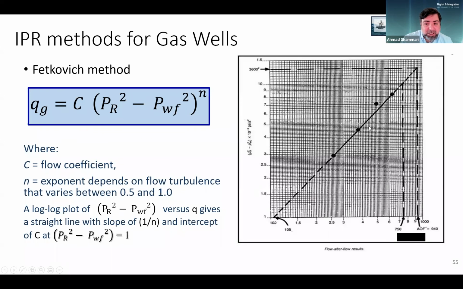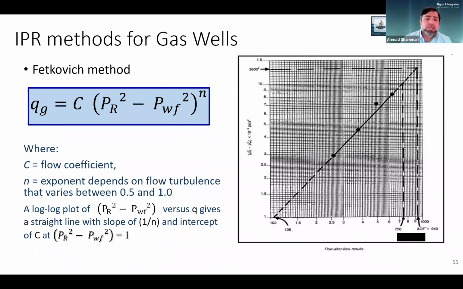So the slope of this line is 1 over N, and the intercept of C at P reservoir squared minus PWF squared equals 1. So this is how we get C, this is how we get N, and then we just plug into this equation here, assume multiple PWFs, we get Q, and we can construct our IPR curve.